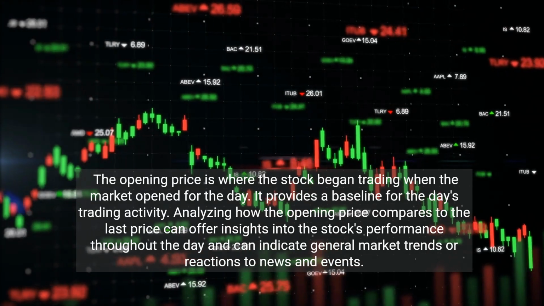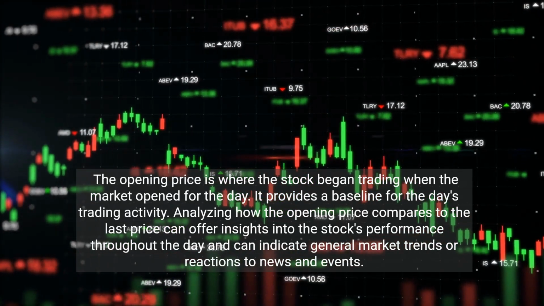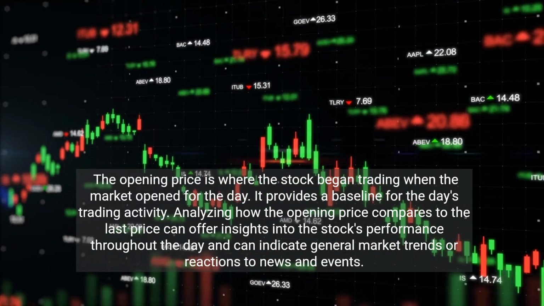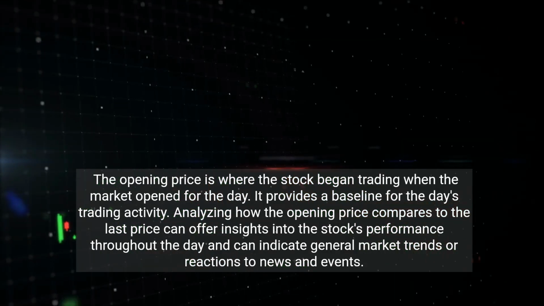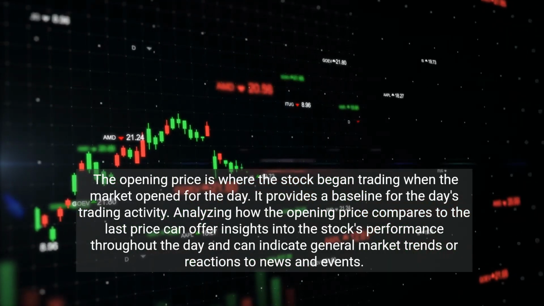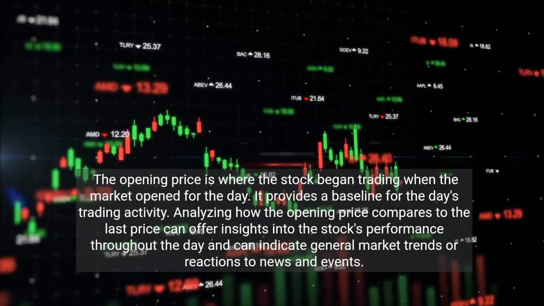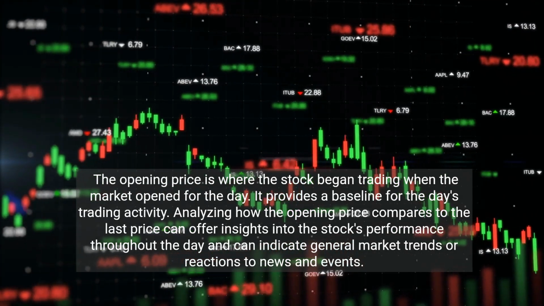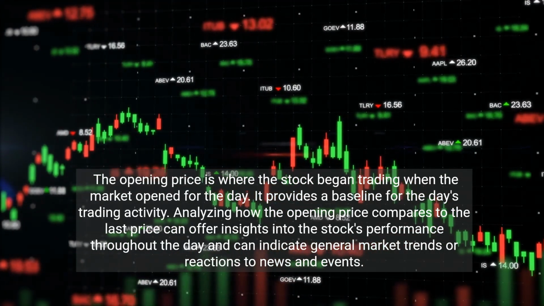The opening price is where the stock began trading when the market opened for the day. It provides a baseline for the day's trading activity. Analyzing how the opening price compares to the last price can offer insights into the stock's performance throughout the day and can indicate general market trends or reactions to news and events.